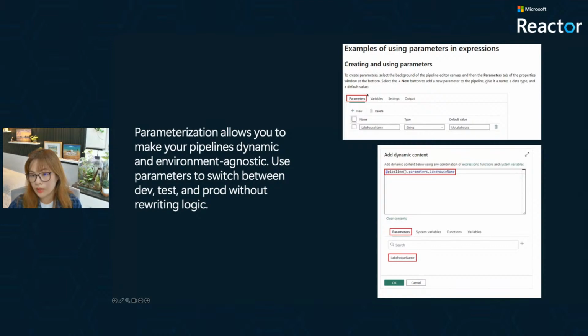Now, in order to use this parameter, you can use it as dynamic content. So when the Add dynamic content window is displayed, it allows you to specify any kind of dynamic content, which includes the parameters that we just defined, system variables, functions, along with other variables in the system. So please experiment with this feature.